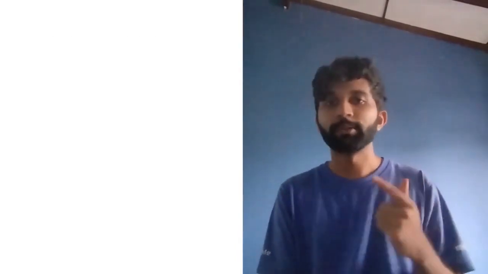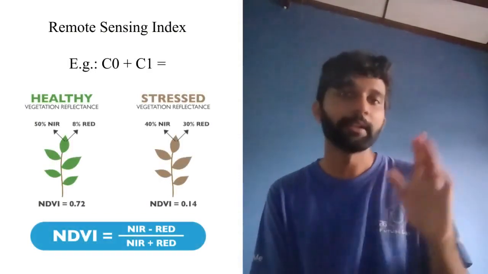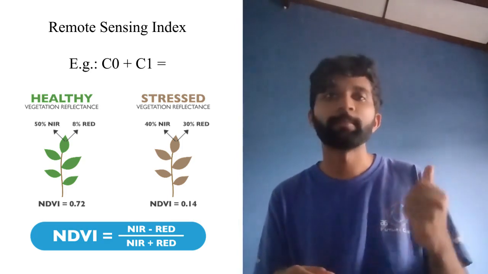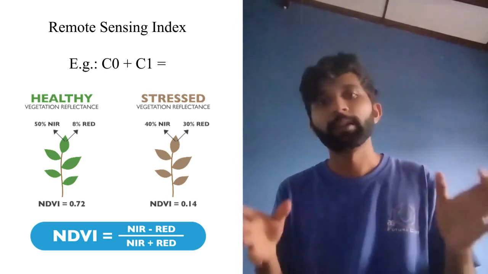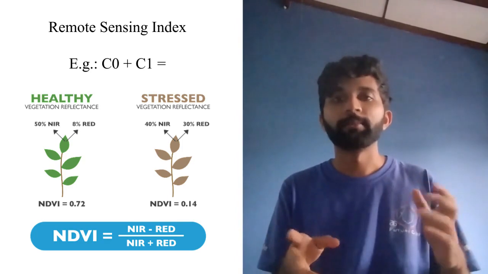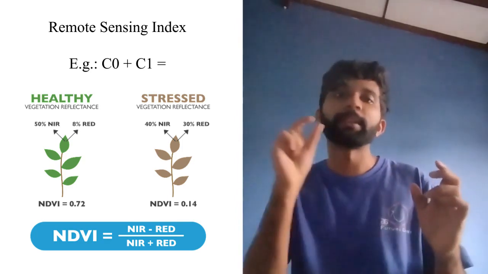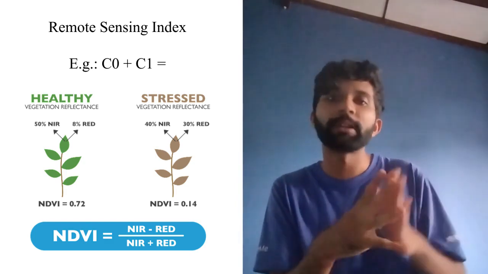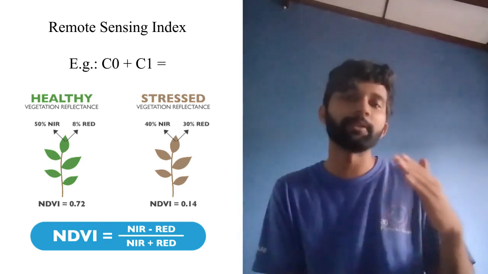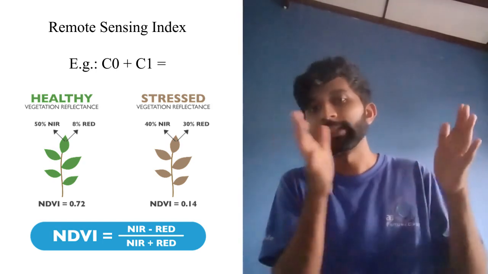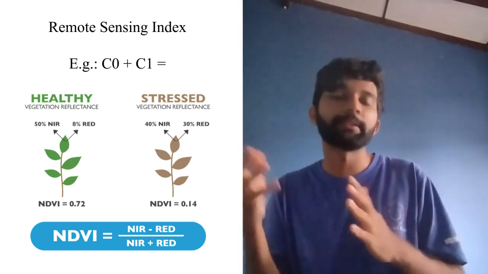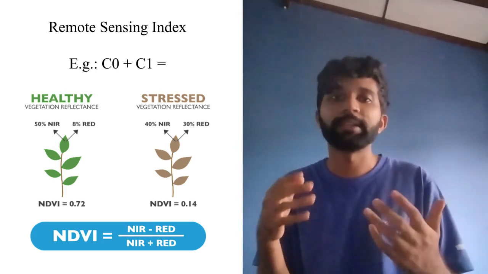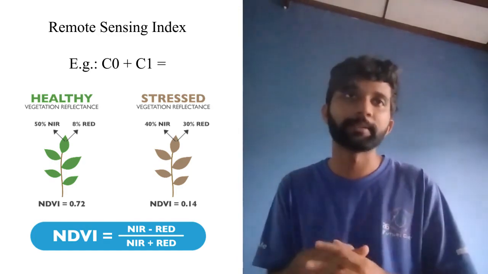The second thing I want to introduce is something called a remote sensing index. A remote sensing index is a mathematical expression between channels or bands of a multispectral image. For example, we can have an expression like C0 plus C1. Here C0 is referring to the channel at index number 0 of a multispectral image, and C1 is referring to the channel at index number 1. So we can add these two channels to get a new single channel image, and this new single channel image is sort of the evaluated version of the remote sensing index.